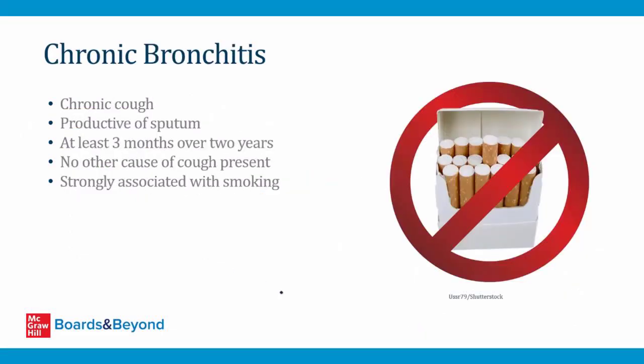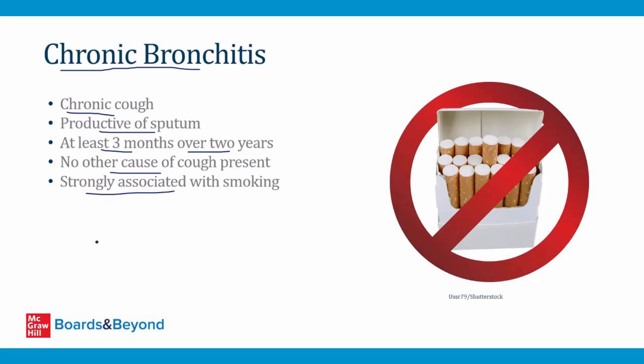Okay, so now we're going to talk about the two elements of COPD, each one at a time, and we'll start with chronic bronchitis. Chronic bronchitis is a lung disorder that's diagnosed clinically. In order for patients to meet the definition of chronic bronchitis, they have to have a chronic cough that's productive of sputum for at least 3 months over the last 2 years, and they have to have no other cause of cough present. And lastly, this is strongly associated with smoking, so most commonly this diagnosis is made among patients who smoke.